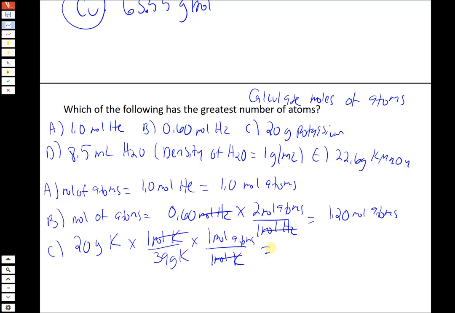So that's going to be about 0.5, and it's going to be smaller anyway. So it's like 0.51 moles of atoms in 20 grams of potassium.